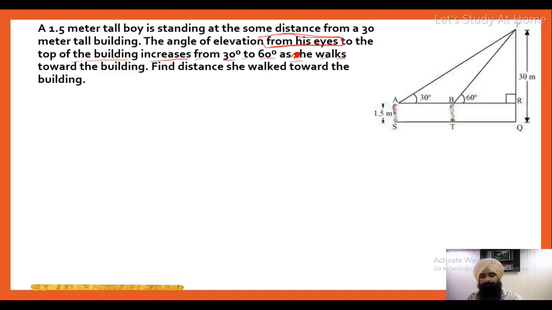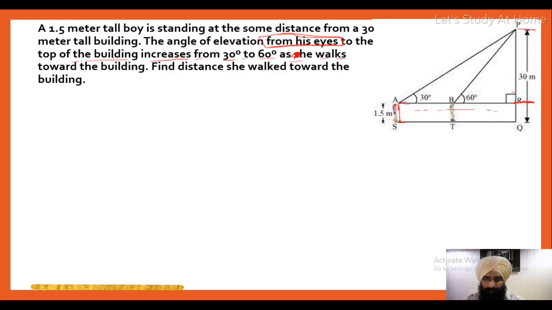Let's see the diagram once. This is our diagram. Now, angle of elevation from his eyes. One thing should be clear to you: angle of elevation from his eyes means we will work upon the right triangle. Here a single triangle is not formed, here a rectangle is formed. Rectangle we will remove, means we will take only this perpendicular, we will take this perpendicular.